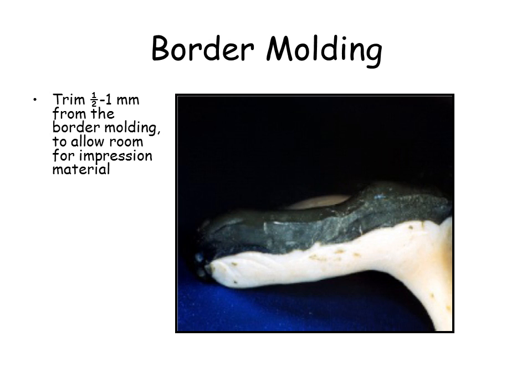Chill the border molding. Trim the inner and outer aspect as well as the top of the border molding with a sharp knife. Trim about 1/2 to 1 millimeter to allow room for impression material.